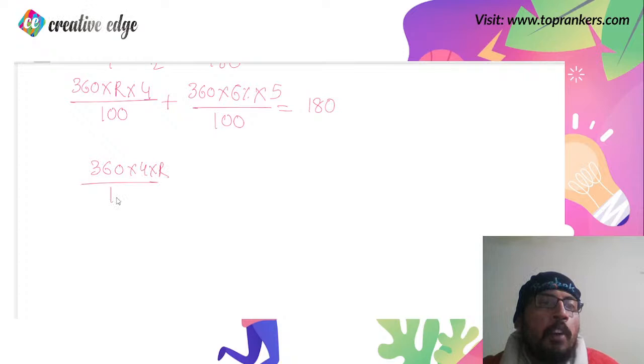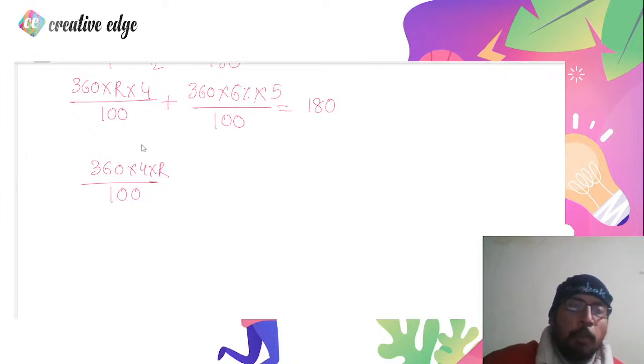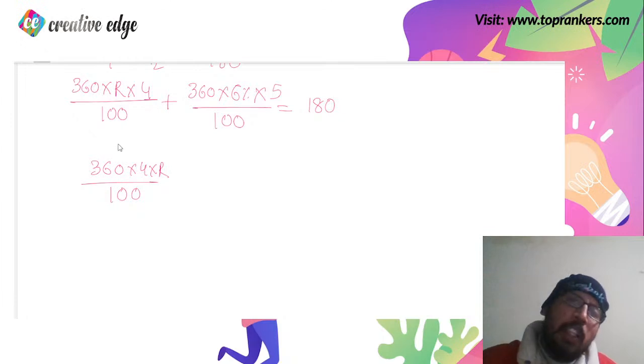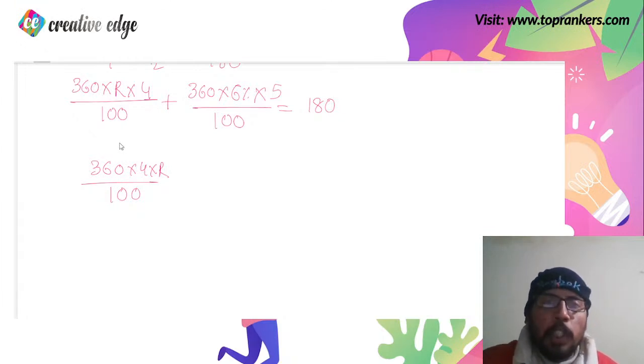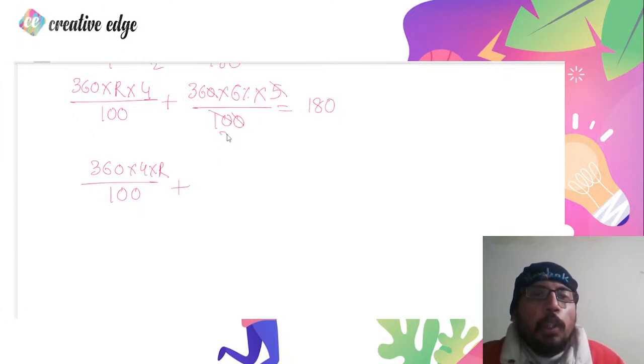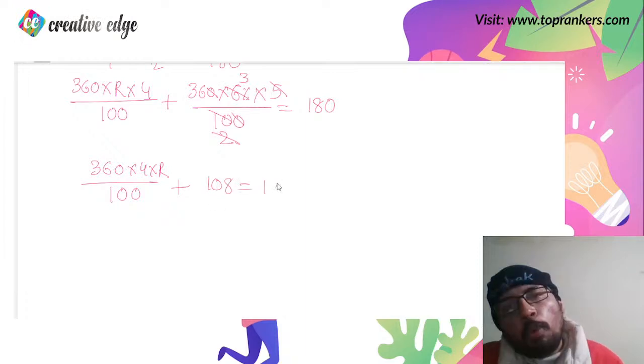I have deliberately not cancelled this amount for the sake of calculation, so that I can do easy calculation. That's why I'm not cancelling as of now. Although you can cancel and I can also cancel, yet I'm not doing it deliberately. 0 and 0 got cancelled. 5 and 10 got cancelled twice. 2 is cancelled 3 times. So this becomes 36 into 3 is 108 is equal to 180.